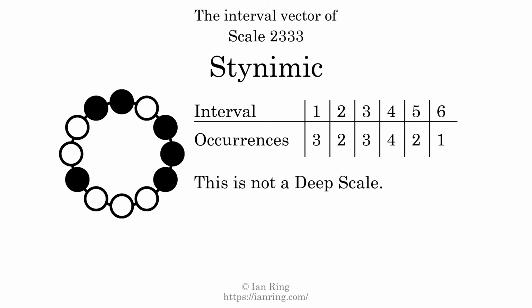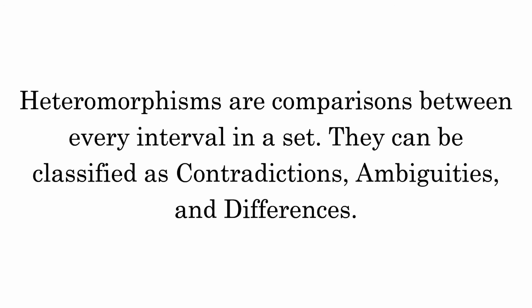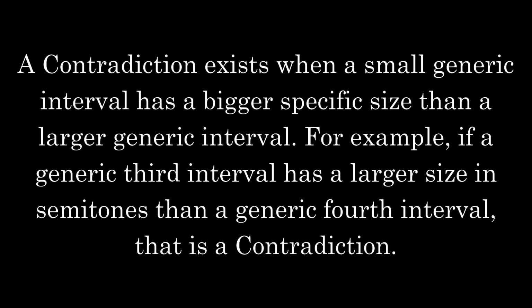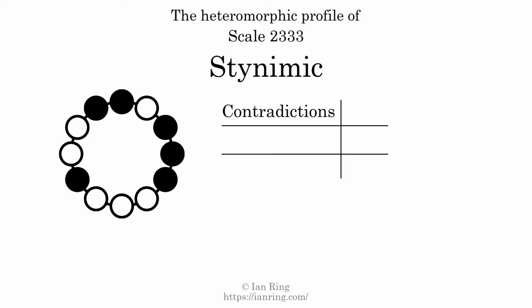a deep scale. Heteromorphisms are comparisons between every interval in a set. They can be classified as contradictions, ambiguities, and differences. A contradiction exists when a small generic interval has a bigger specific size than a larger generic interval. For example, if a generic third interval has a larger size in semitones than a generic fourth interval, that is a contradiction. The number of contradictions in this scale is 21.